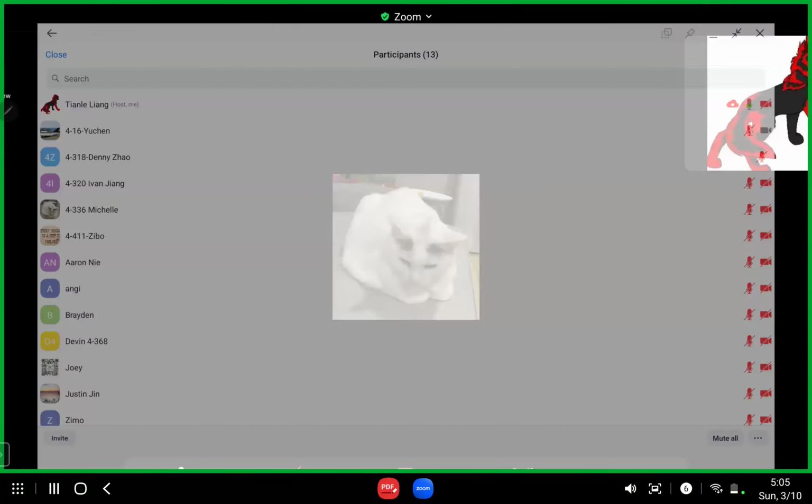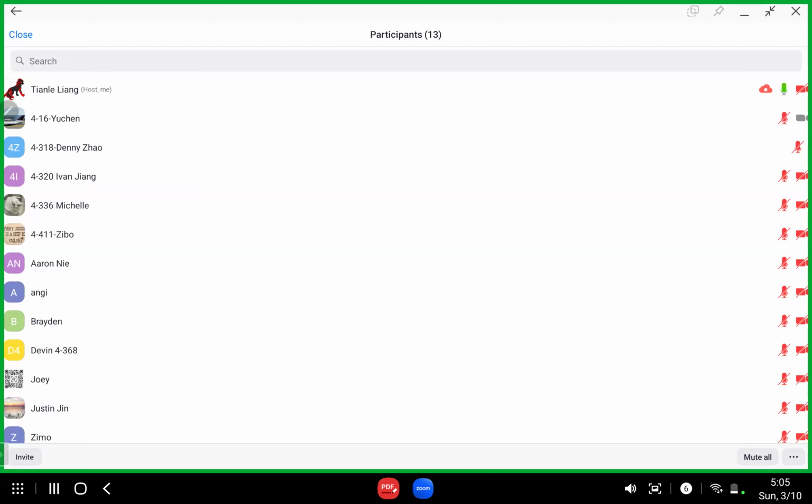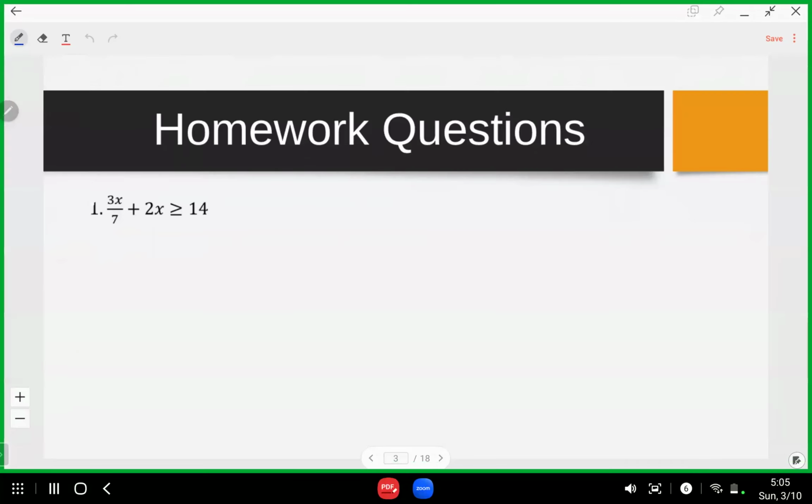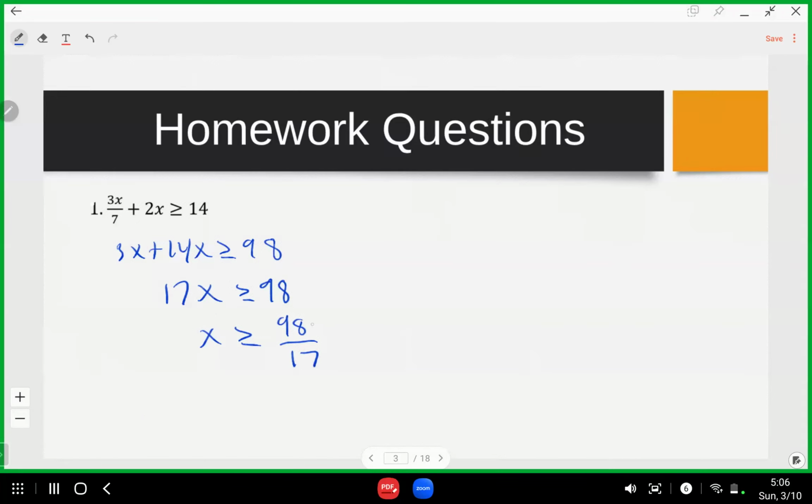Do I have any volunteers that would like to work on this? Okay, Ivan, how did you solve this? First, I multiply both sides by 7 to cancel out the over 7. Then I got 3x plus 14x, so that's 17x, is greater than or equal to 98. Then I divided by 17 on both sides to get 98 over 17, or simplified, 5 and 13 over 17.